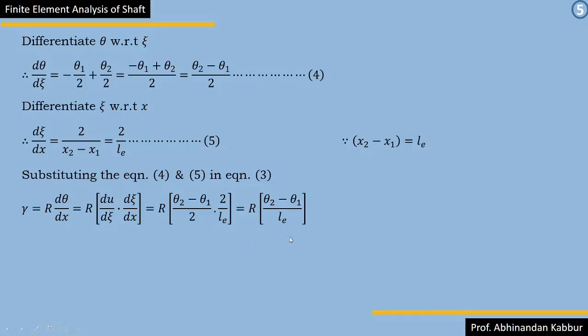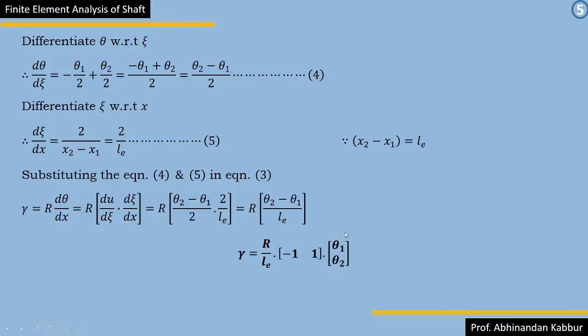Now to calculate the shear strain, I need the radius of the shaft, then the angular displacement at the left hand side and right hand side of the shaft, along with the length of the shaft. So this shear strain now I will represent in the form of a matrix. So this gamma is equal to r divided by LE as it is.